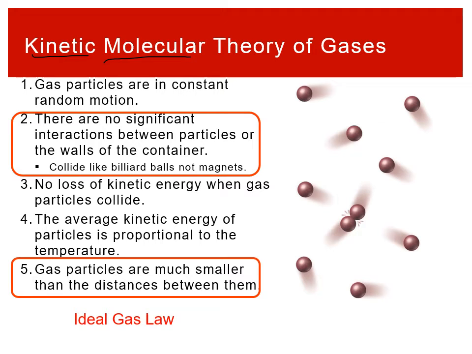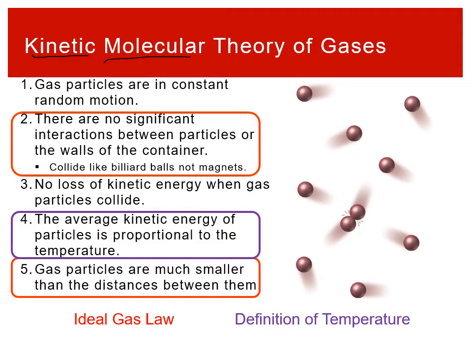A couple of them: one, that there are no significant interactions between particles, and that gas particles are much smaller than the distance between them. Those are the ideas from the ideal gas law, right? In an ideal gas, there are no interactions, and gas particles are much smaller. In an ideal gas, they have no size, right? They are infinitely small. And so these are ideas we've already used.